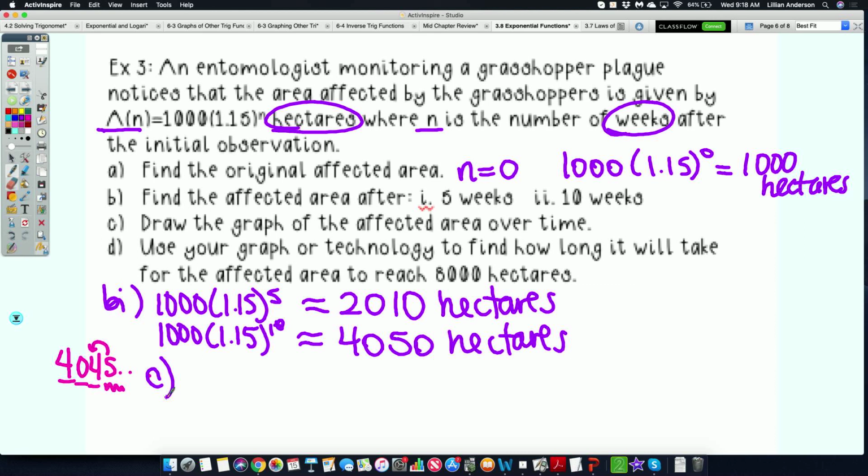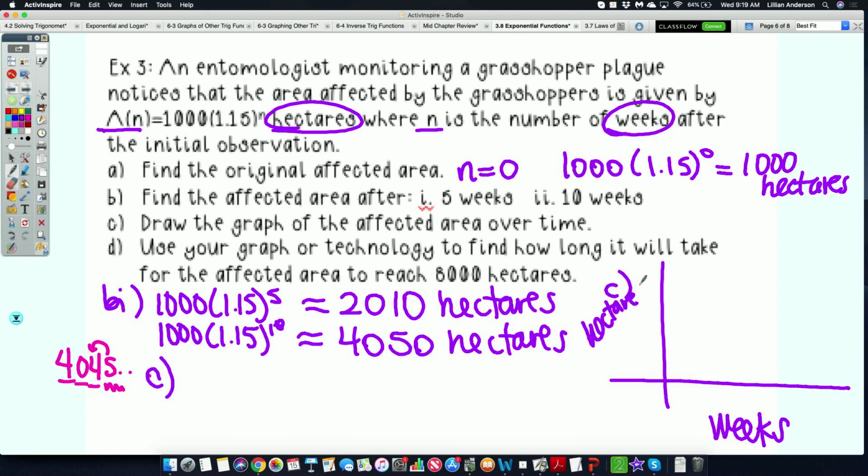Now, in your homework, I'm actually going to give you a scale, and I'm going to give you the centimeter paper again, so I want a little bit more specific. Maybe even plot 5, 2010 and 10, 4050. I don't have that much space here, so I'm going to do the best that I can. I only need a positive axis for my x and my y because I'm representing weeks and I'm representing hectares. Always make sure you label your x and y axes.